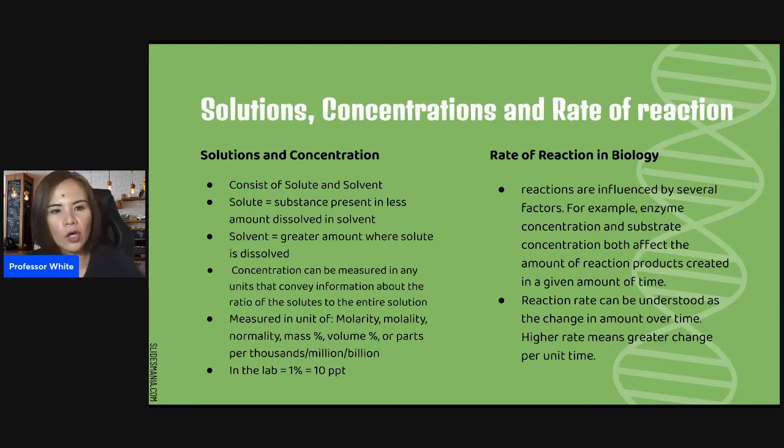Okay, so going to the right side of the slide, as you can see here, the rate of reaction. Reactions are influenced by several factors, and I've mentioned it earlier at the beginning. For example, the enzyme concentration and the substrate concentration basically affect the amount of reaction products created at a given amount of time. Reaction rate can be understood as a change in the amount over time, and a higher rate usually means greater change per unit of time.